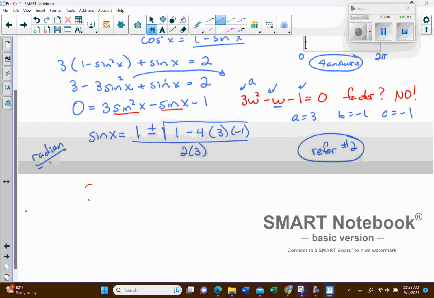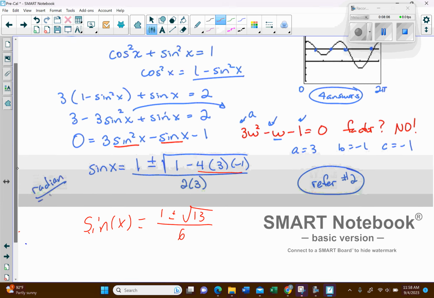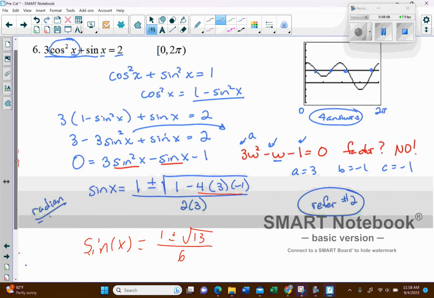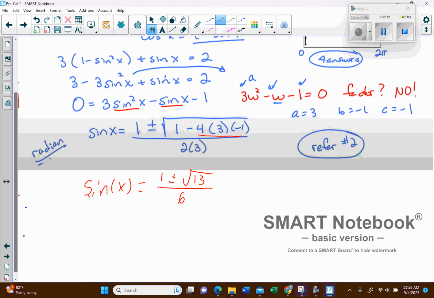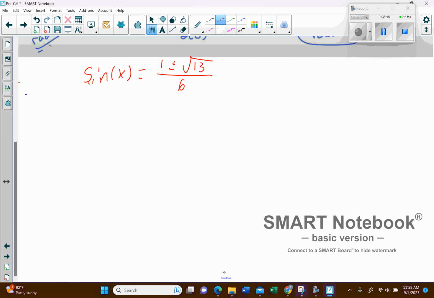Working with sine now, sine of x equals 1 plus or minus the square root. So this will multiply together to give me, basically, it's going to turn into a plus 12. So I'm going to end up with the square root of 13 on top, and then we're all divided by 6. And then I do need to look at this in both perspectives, as a plus and as a potential minus. And then I do need to be careful about my parameters, right? My parameters are between 0 and 2 pi, so that is going to make things a little tricky here. Give myself plenty of space.